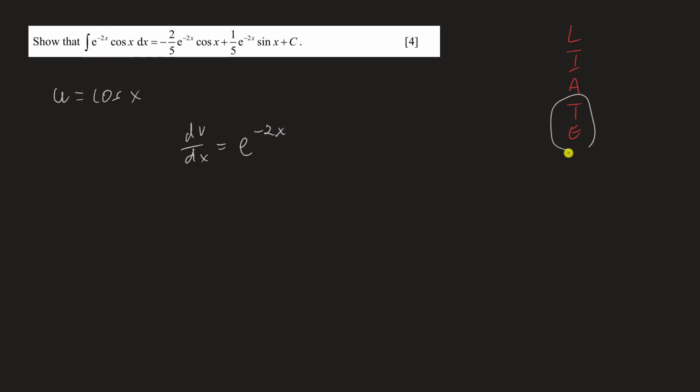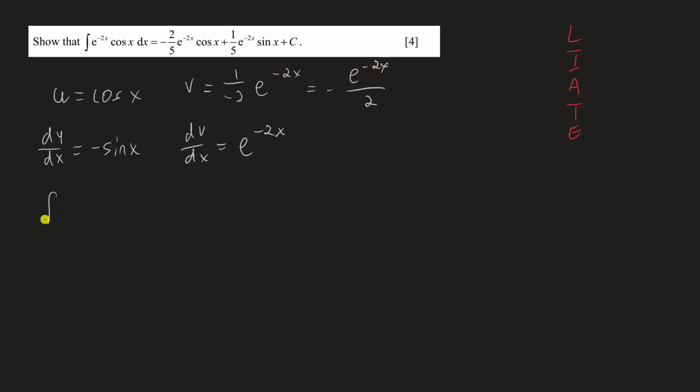If both of them are very low on the priority, you have to apply integration by parts twice and then bring things over. Okay, let me show you what I mean. So first of all, let's find du dx. This would be negative sine x. v will be integrate this, which would be 1 over the power, 1 over the differentiation of the power, and then copy, right? This will be negative e, like that.